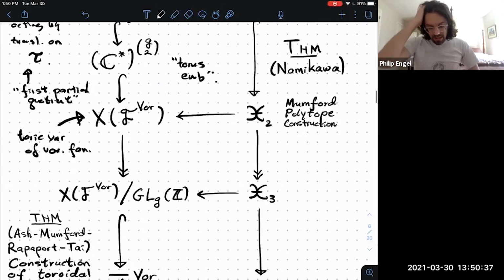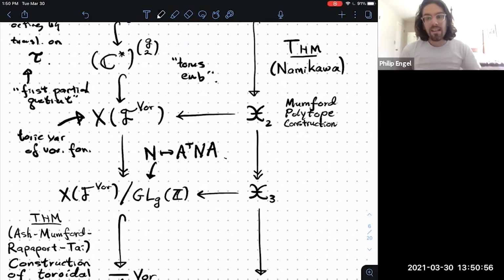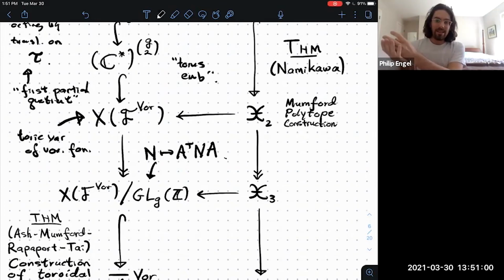Okay, and now this toric variety, the second Voronoi fan, is visibly GL_g(Z) invariant. So how does GL_g(Z) act on the space of positive definite symmetric matrices? It acts by sending N to A transpose N A. And the Delaunay decomposition is invariant under that, just because it's just a change of basis of that Z^g, right?